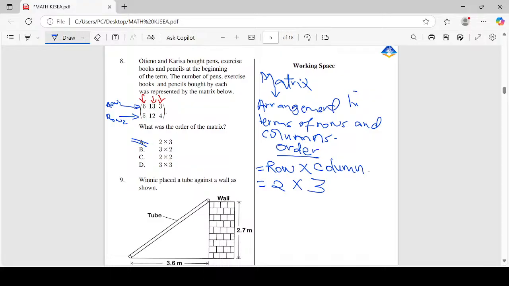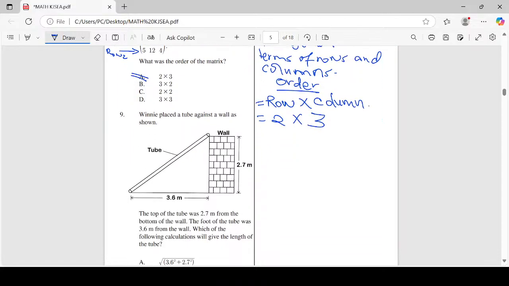State the row followed by column, dear learners.